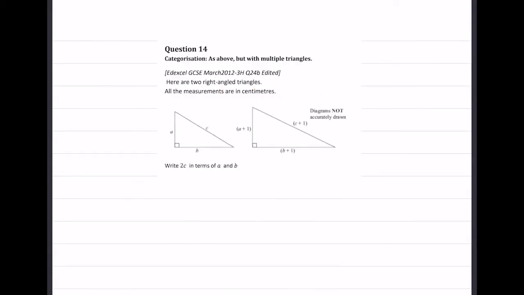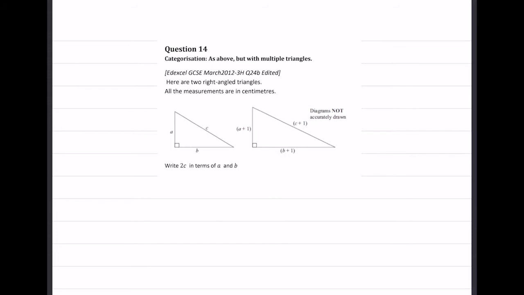Next question, here are two right angled triangles. All the measurements are in centimeters. So we have one triangle being a, b, c, the other triangle being a plus 1, b plus 1, c plus 1. Write 2c in terms of a and b. Alright, so this is just a simultaneous equation.